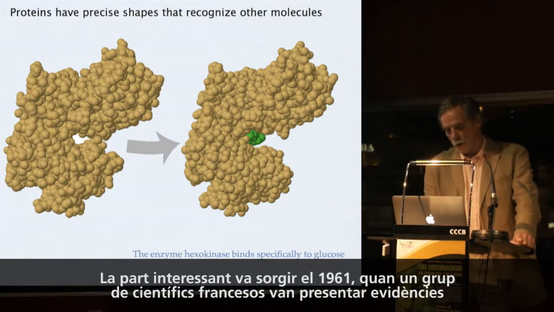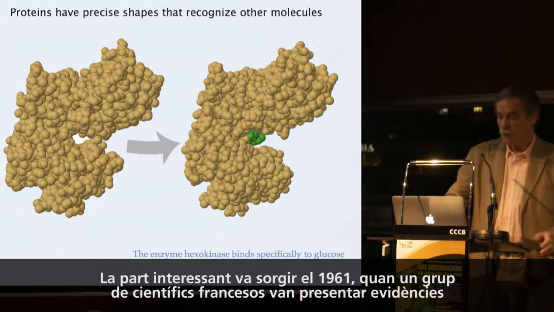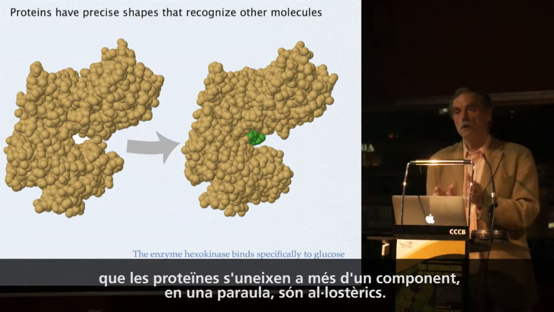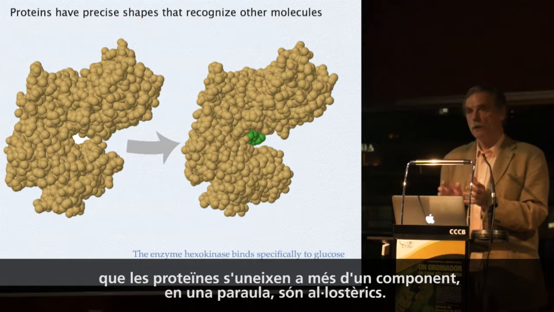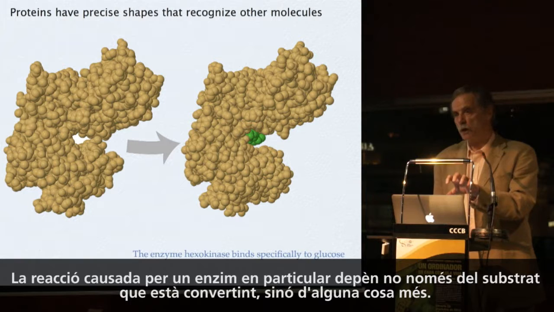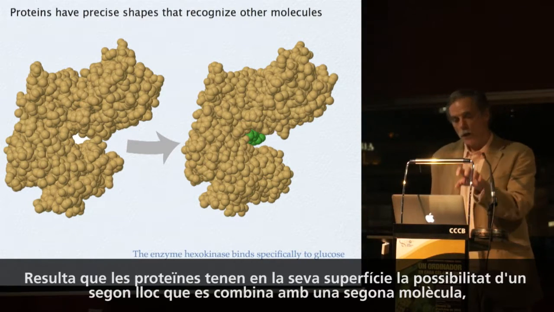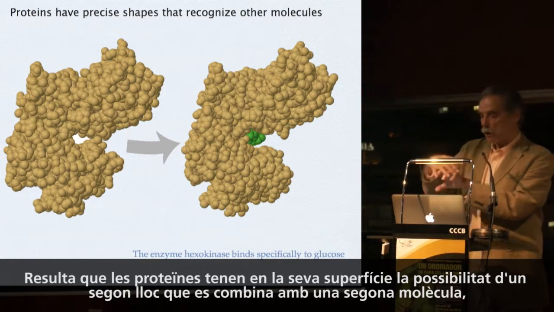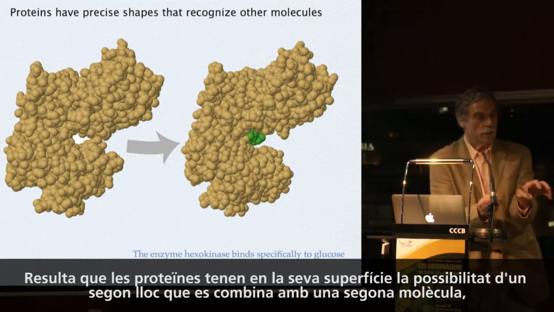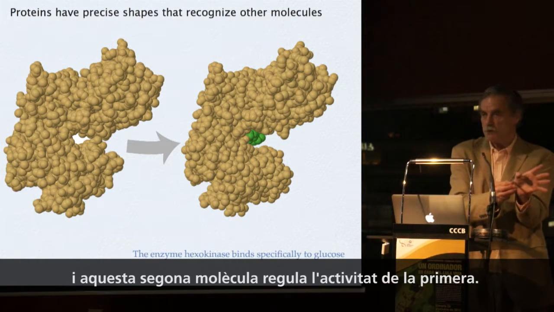The interesting part came in 1961 when a group of French scientists presented evidence that proteins could bind more than one component. They were, in their term, allosteric. The reaction catalyzed by a particular enzyme depends not only on the substrate that it's converting, but on something else. It turns out that proteins have on their surface a possibility to have a second site, which can bind a second molecule, and that second molecule regulates the activity of the first.